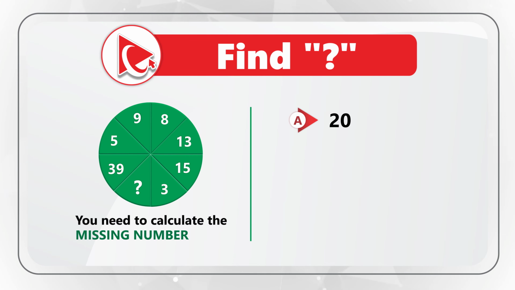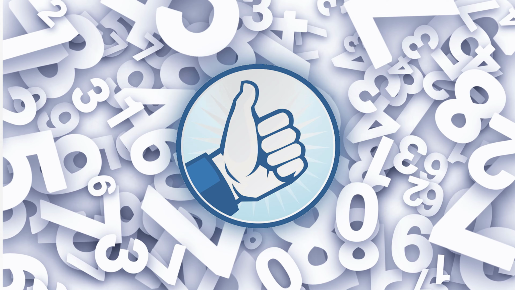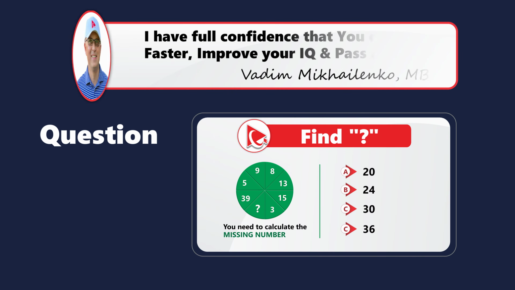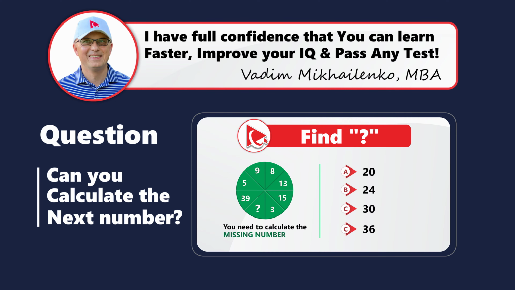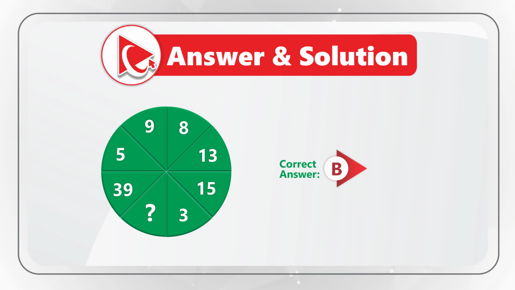Choice A, 20. Choice B, 24. Choice C, 30. And choice D, 36. Take a close look, maybe pause this video to see if you can calculate the solution. I hope you did it successfully and have your selection, because I am moving forward to share with you my version of the answer. And obviously, if you have a better way to solve it, please make sure to post in comments. I believe the correct answer is choice B, 24.